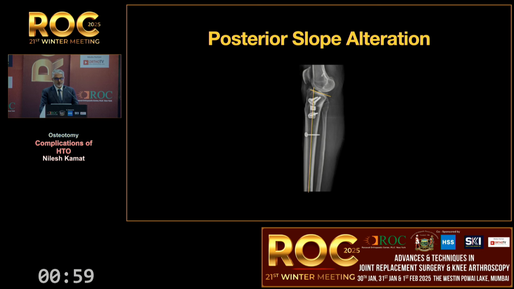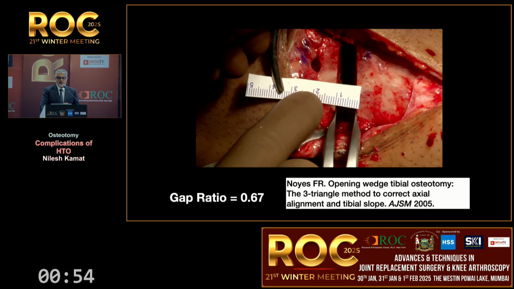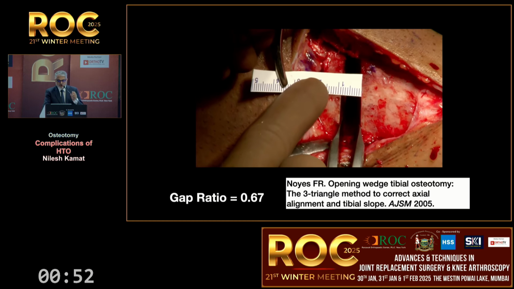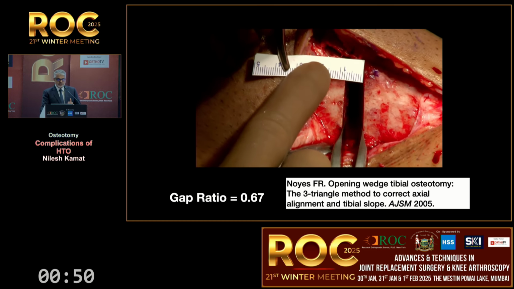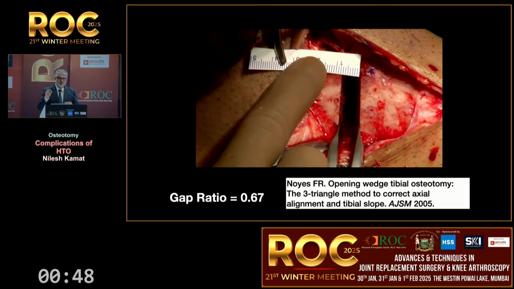What about slope alteration? Sorry, I'm just going to exceed by a minute. Now you need to be careful when you're opening up the slope. So in the Noyes technique of the triangle, your posterior opening is going to be more than the anterior opening. We have heard this in the previous talks, and the gap ratio is approximately 0.67. That indicates that you have maintained the posterior tibial slope.